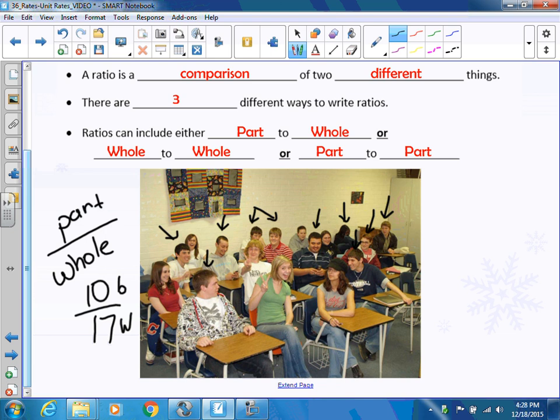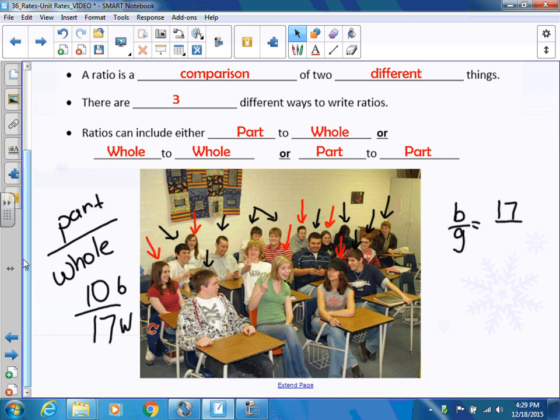Now, could I also compare part to part? I could. I could say, okay, how many boys and how many girls? Well, we already said there was 17 boys. Now let's count how many girls, and I'll make the girls red arrows. 1, 2, 3, 4, 5, 6, should be 7. Yeah, 7 girls.